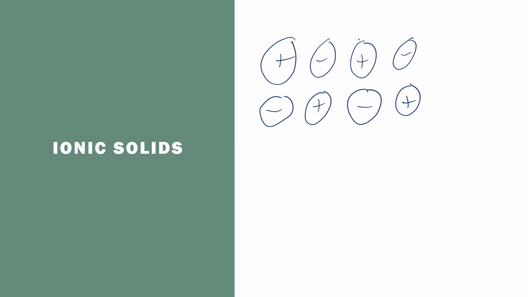This leads to ionic solids tending to have very high melting points because they have to break the actual ionic bonds in order to get it to melt. They also have high boiling points because of that. They tend to be brittle, they tend to conduct electricity, but only when melted or dissolved in water. They tend to have lower vapor pressures, so they don't evaporate easily.